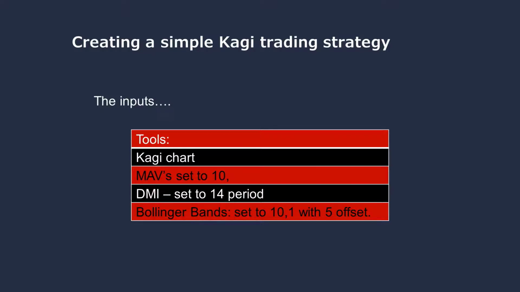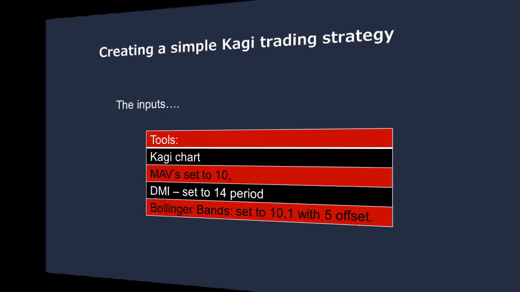So this section is all about giving you a simple starting point to make you think about creating your own trading strategies, but this is an example that I've put together. There really isn't much to it. We've got the Kagi chart, moving averages set to 10, DMI set to 14 periods, Bollinger Band set to 10-1 rather than 22, which is its usual, with a 5 offset. Now most charting packages will allow you to offset, and when we see the example you'll see why the offset is advantageous to us.